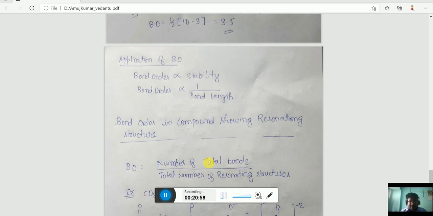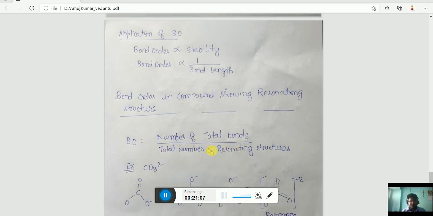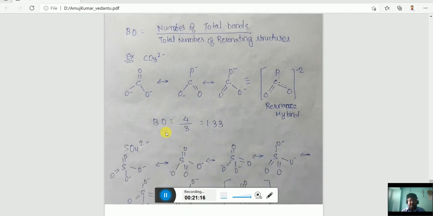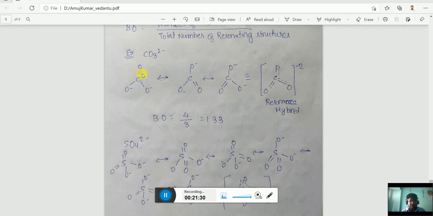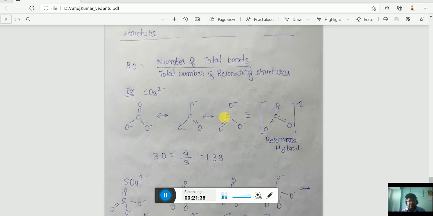Now, one most important thing: bond order in compounds showing resonating structures. In general, the formula for this type is the total number of bonds upon the total number of resonating structures. This is the formula for bond order. Suppose you are asked for the carbonate ion, CO3 2 minus. Here we will create all the resonating structures of this compound. Hence there are a total of 3 resonating structures, and the total number of bonds is 2 bonds, 1 bond, 1 bond, total 4 bonds. Hence bond order will be 4 by 3, 1.33. This is the general way of calculation.